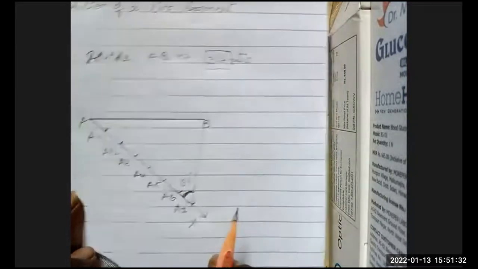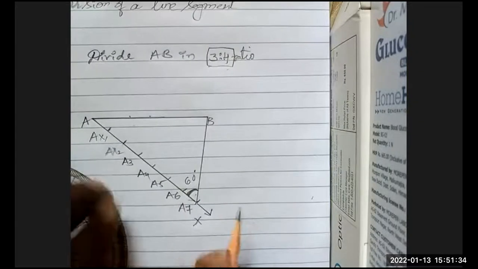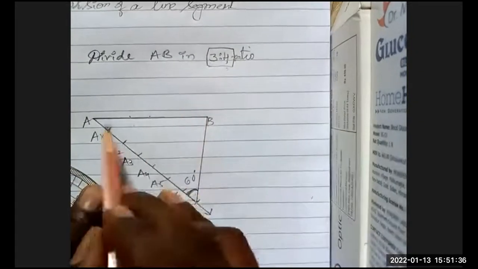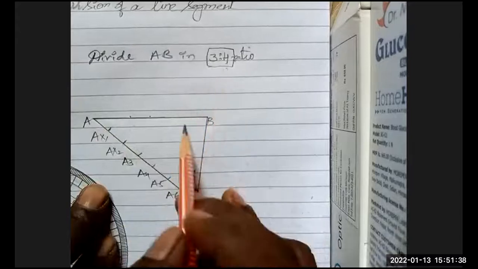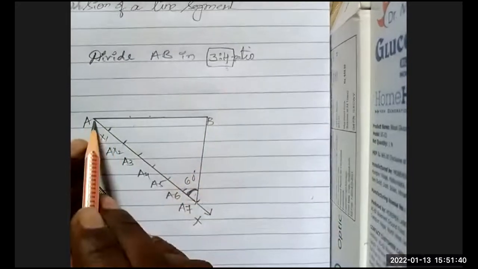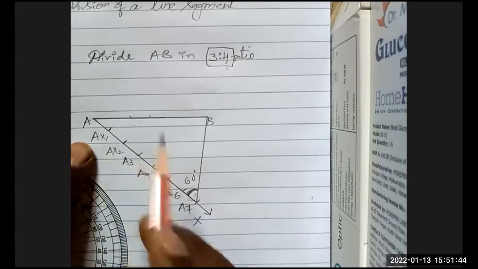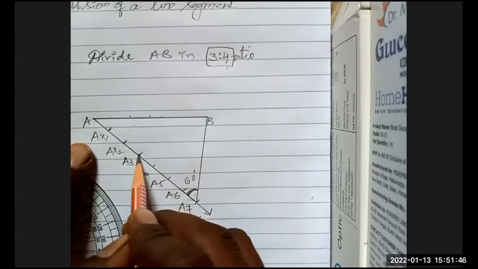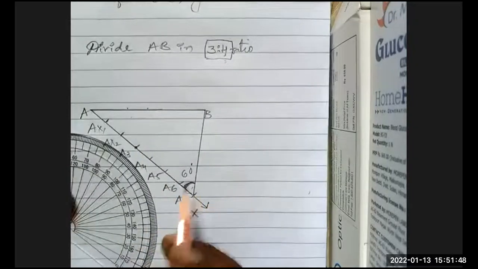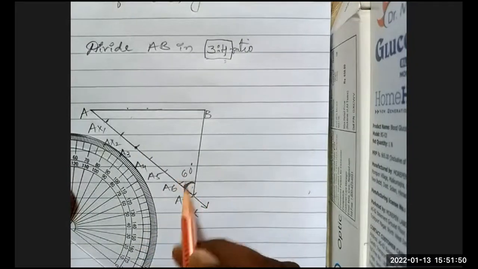After that, it is a 3:4 ratio. That means the first part should be 3 parts and the next part should be 4 parts. So starting from here, count 1, 2, 3. This is the 3rd part. From there, again draw a line of 60 degrees. Draw an angle of 60 degrees.